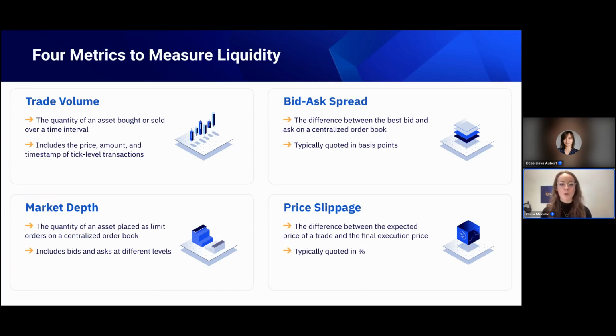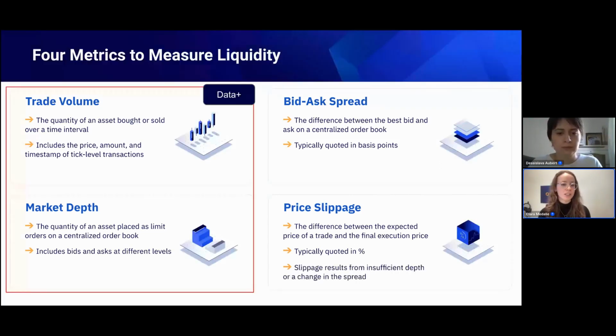And then finally, the fourth is a bit more complex. This is price slippage. This is a metric that traders typically use, and it's to measure the impact of the expected price of a trade on the final execution price. So this is again using order book data. So what does Data Plus include? It includes trade volume and market depth data. We do have all of these data types, but for now, we're just going to focus on these two.